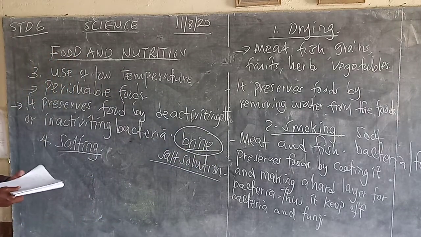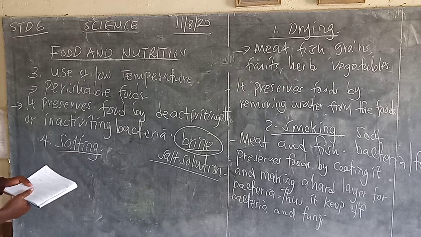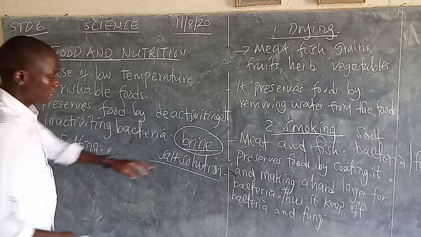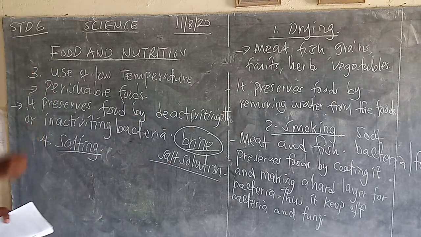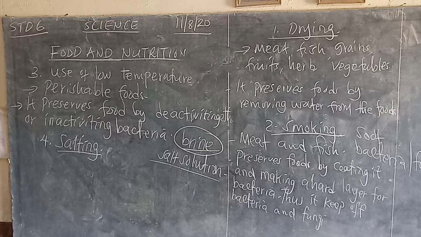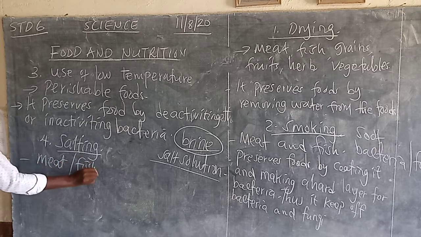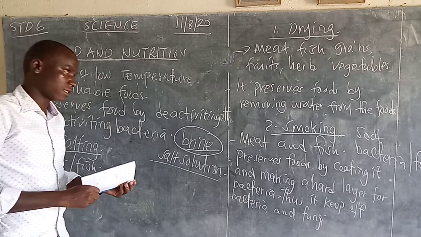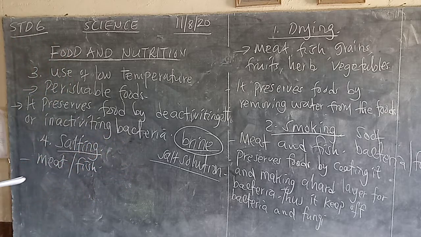So it was done by taking salt and sprinkling it over the food, or you dissolve salt in water to make a solution, and then you dip your food in that salt solution. What happens? It will suck water from the food, or in short terms, it will dehydrate the food. Examples of food that was stored by salting are meat and fish. How does it preserve food? I've already explained. It preserves food by dehydrating the food, or in simple terms, removing water from the food.